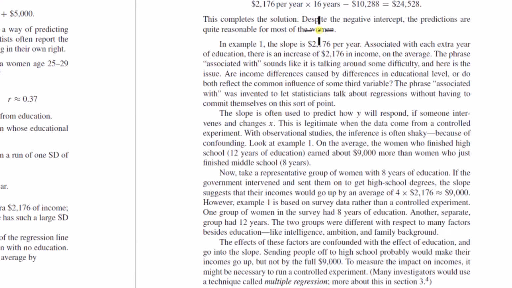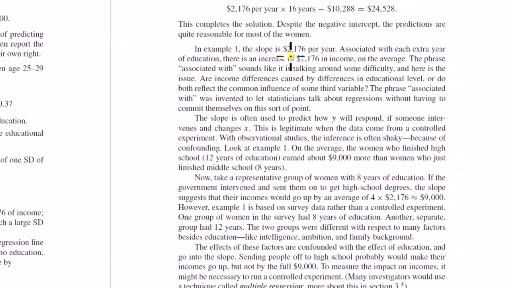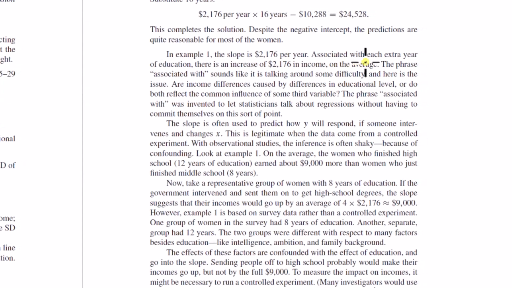So, okay, in example 1, the slope is $2,176 per year. Associated with each extra year of education, there's an increase in that much in income on the average. The phrase associated with sounds like it is talking around some difficulty. And here is the issue. Are income differences caused by differences in educational level, or do both reflect the common influence of some third variable? The phrase associated with was invented to let statisticians talk about regression without having to commit themselves on this sort of point.